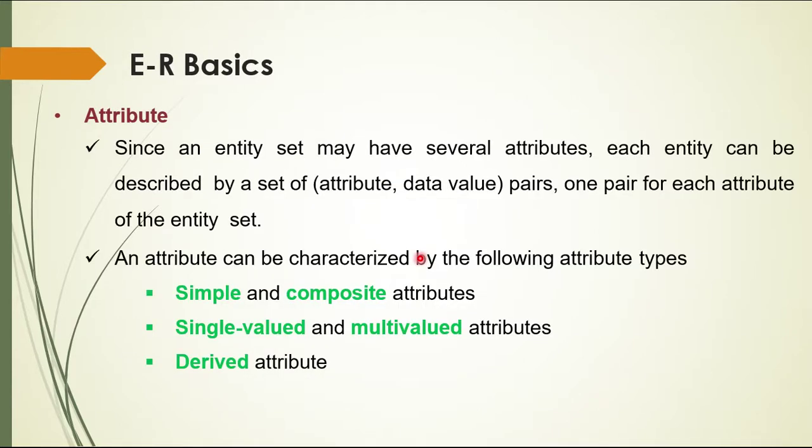Second is attributes. Since an entity set may have several attributes, each entity can be described by a set of attribute-value pairs, one pair for each attribute of the entity set. Each and every entity set has attributes, and there may be more than one. So each entity has multiple attributes with their values. We will see examples.